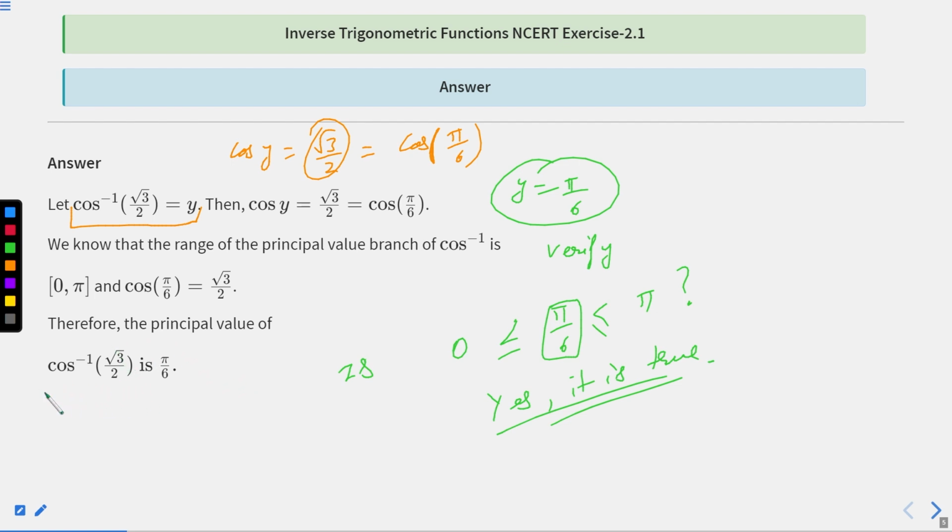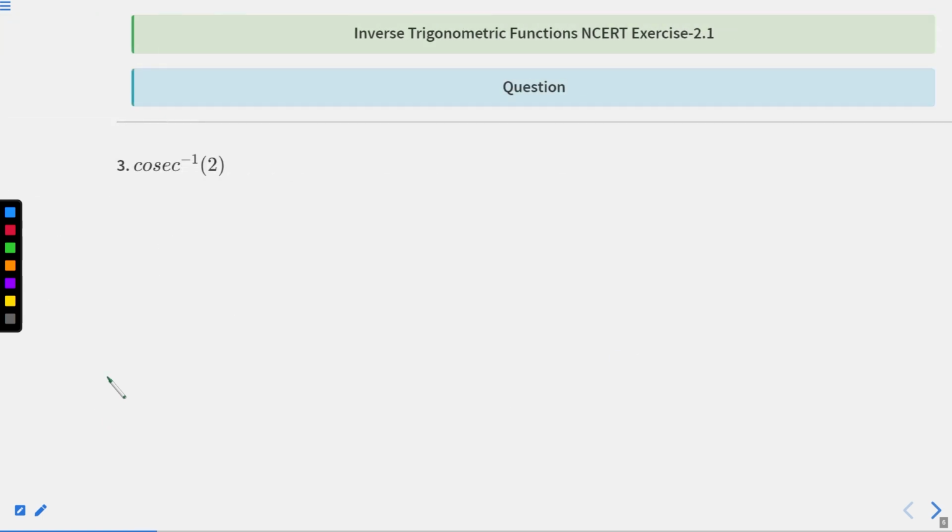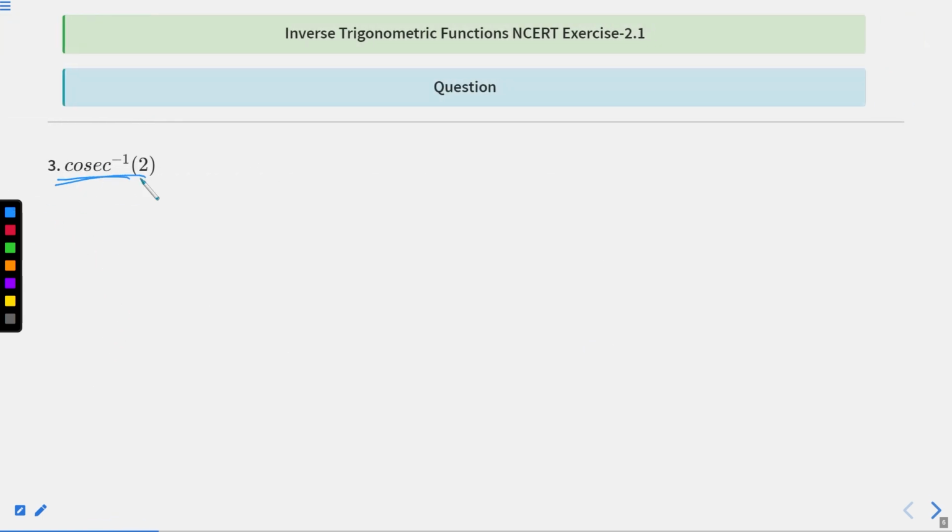Let's move to the next. Now find the principal value for this. First of all, recall the domain and the range for it. If you recall cosec, we start with the sine function, so the cosec function will look like this.